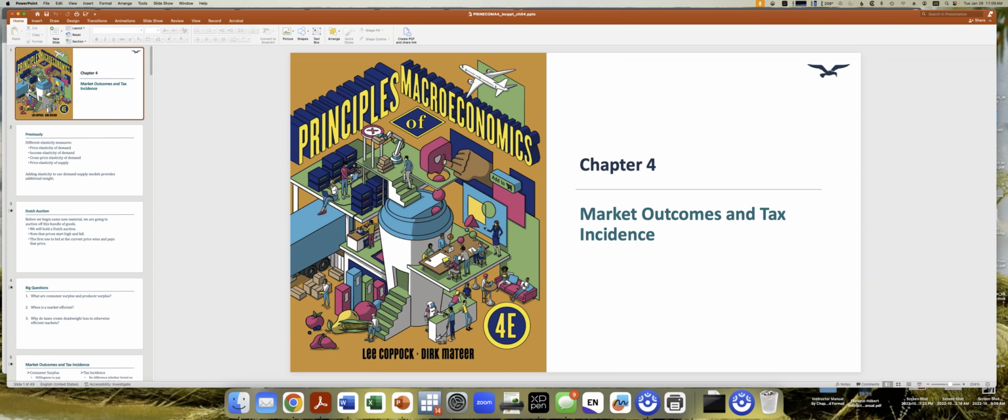In this chapter, after we've looked at supply and demand, we want to try to understand two big concepts. We want to understand elasticity, which is kind of synonymous with how sensitive consumers and producers are to price changes. How much will the quantity change? And then the implication that elasticity has for taxes.